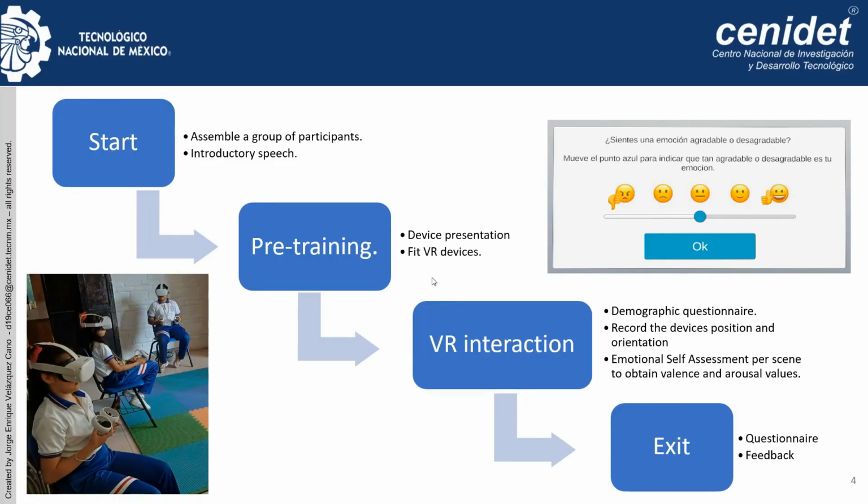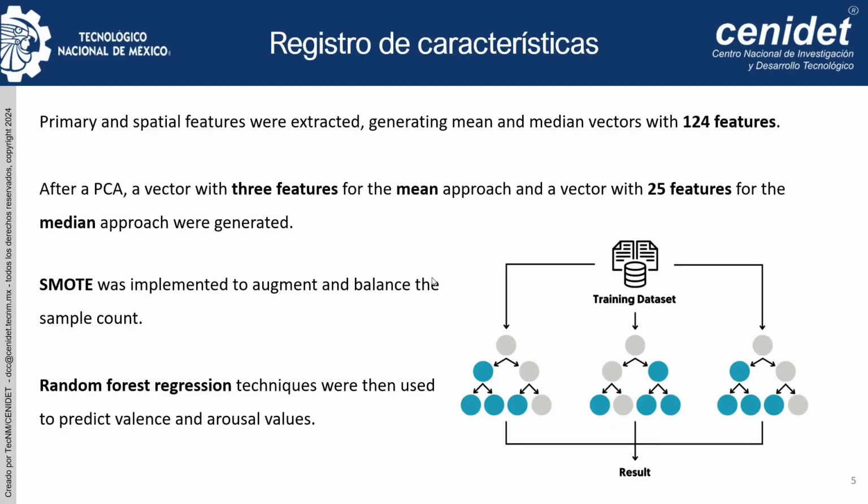The experiment followed a straightforward protocol. It starts by assembling a group of participants and giving them an introductory speech. Then comes a phase of pre-training, followed by a virtual reality interaction. Here, a demographic questionnaire is answered, the device's position and orientation are recorded, and an emotional self-assessment per scene is conducted to obtain valence and arousal values. Finally, an exit questionnaire is answered and qualitative feedback is given.